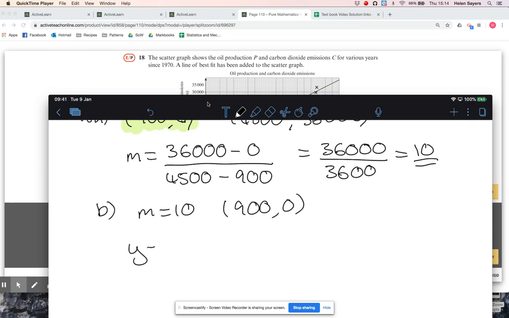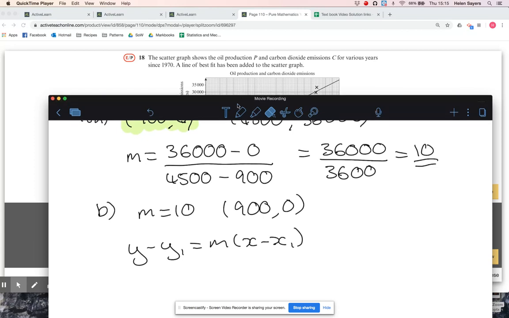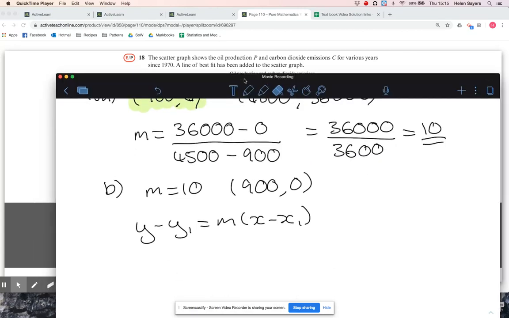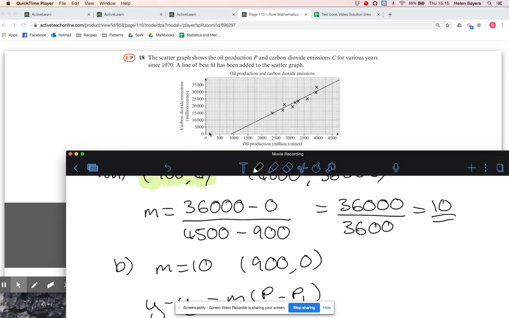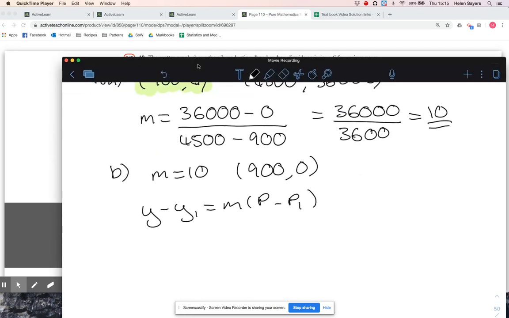Normally we'd be using y minus y1 is m times x minus x1. But of course it's not y and x, it's P and C. P is the oil production, so oil production is my x values, and C is oil carbon dioxide emissions, and that's what's on my y-axis. You could do this part still in terms of x and y and then change it at the end, but you won't generally for this type of question. If you accidentally leave it in terms of x and y, you won't get anything.